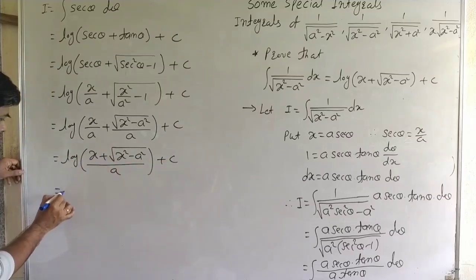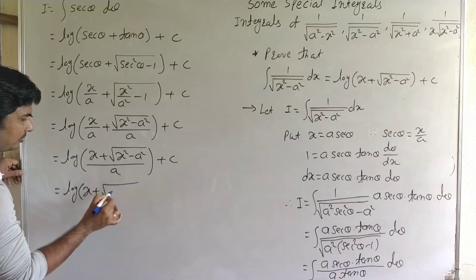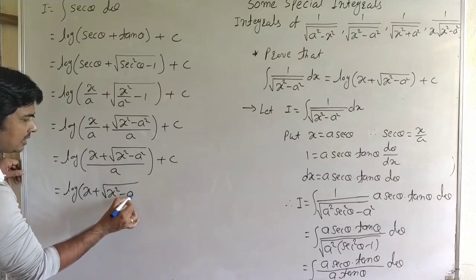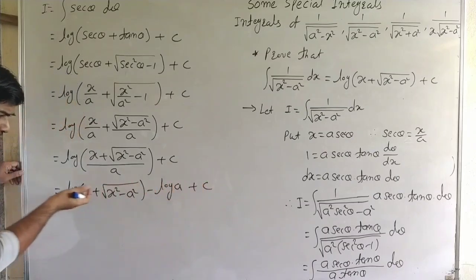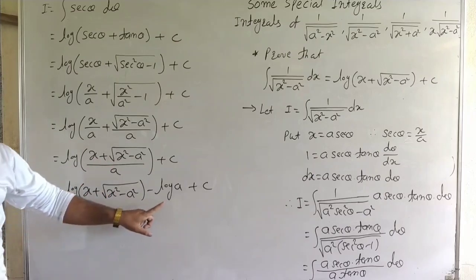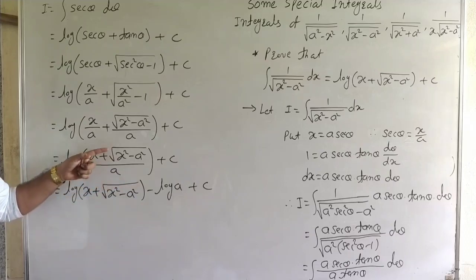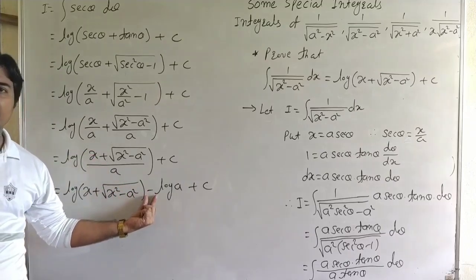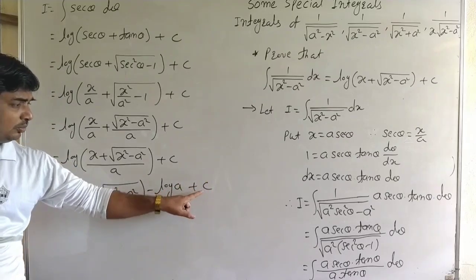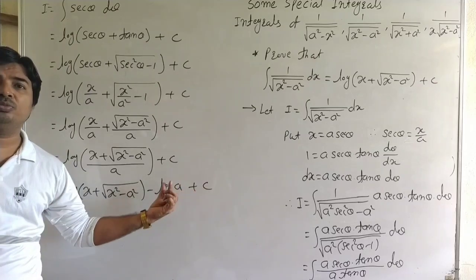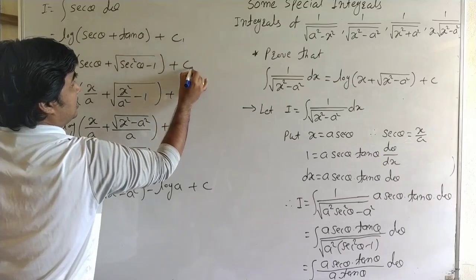Okay, now log of x plus under root of x square minus a square, minus log a, plus c. See carefully this term. Here we use the property of logarithm. It is x plus under root x square minus a square upon a, a division, so we separate the log with a minus. Now log a is a constant, c is a constant, and the addition of these two terms, minus log a plus c, is also a constant. So we take it as another constant, c1.